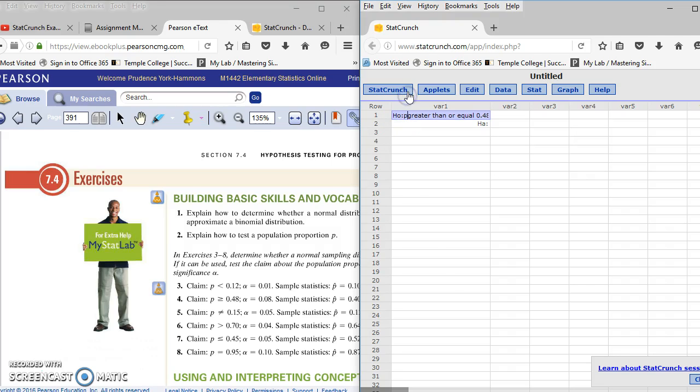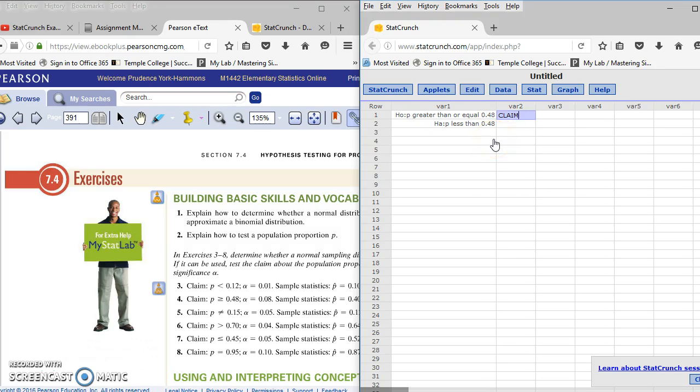I apologize, I forgot to put my P in there. Okay, and then H sub A would be that P is less than 0.48. And it's important to remember that our H sub O, or our null hypothesis, was the claim. So I'm going to identify that.